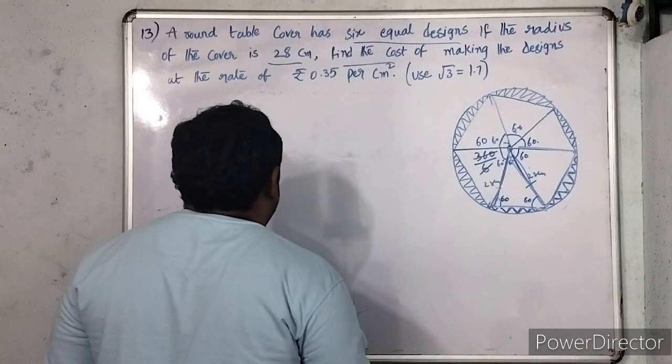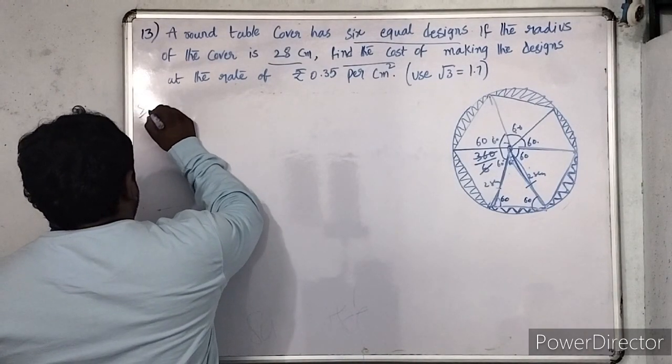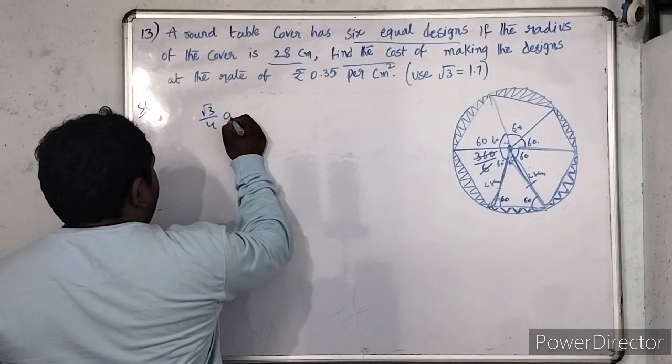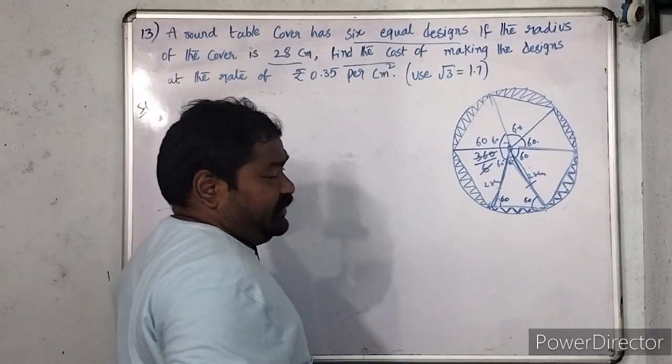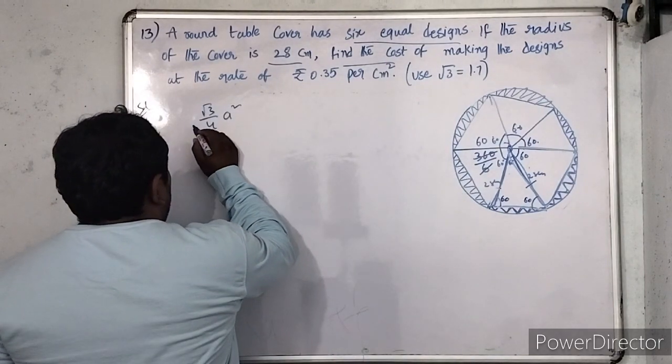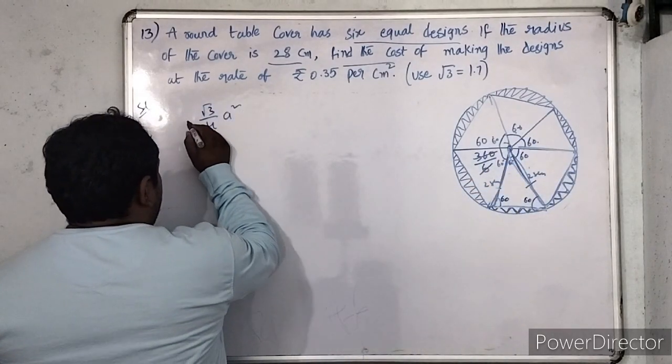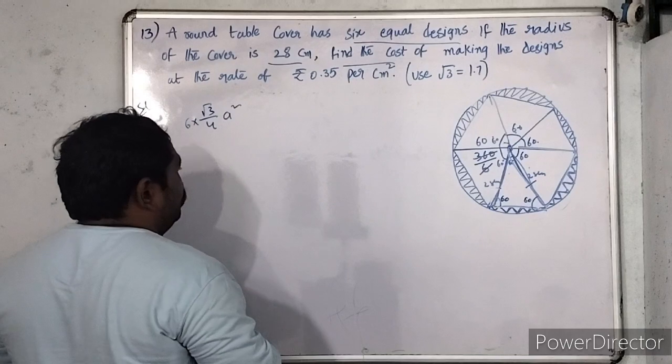For the equilateral triangle, we have the area of the equilateral triangle is √3/4 a square. A is nothing but the side of the square. Total we have 6 triangles. Okay, 6 triangles. Therefore 6 into √3/4 a square.